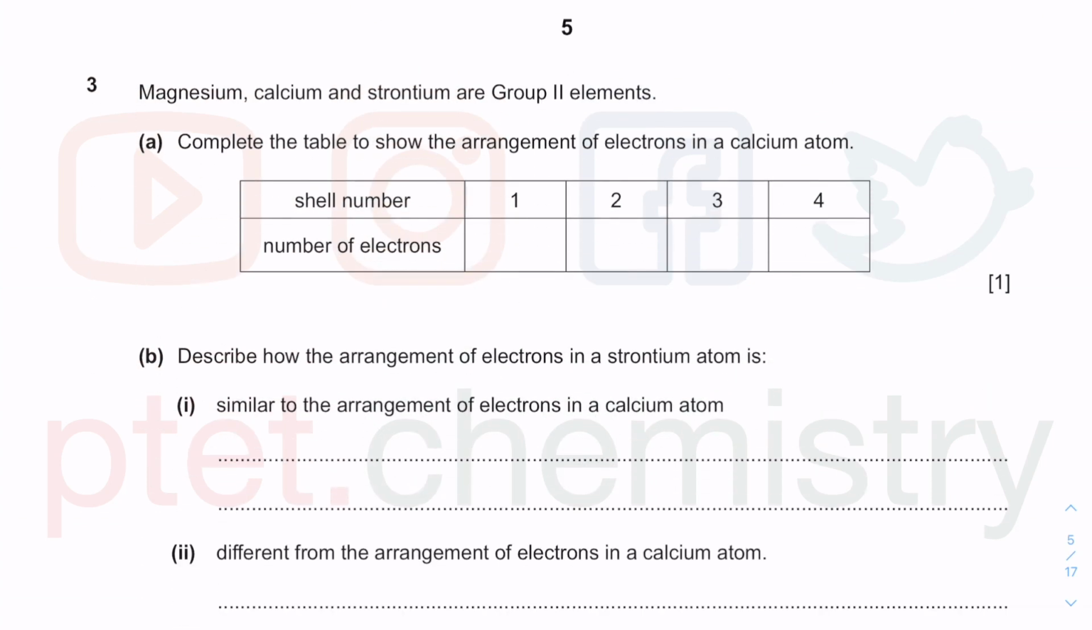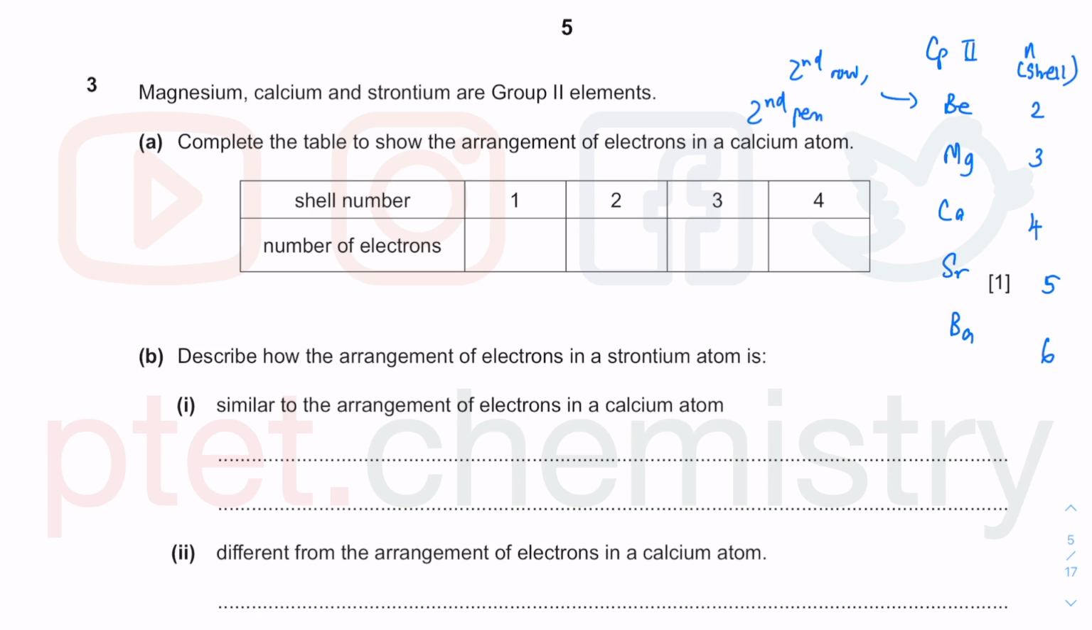On to question number 3. So we have magnesium, calcium, and strontium. So we know group 2 starts from beryllium, magnesium, calcium, strontium, barium. And this is n, the shell number, so there's 2, 3, 4, 5, and 6. Because the first row consists of hydrogen and helium only, there isn't a metal in group 2. So the first one starts from the second period, so this is the second row, period 2. So it's the second shell that you start to fill up.